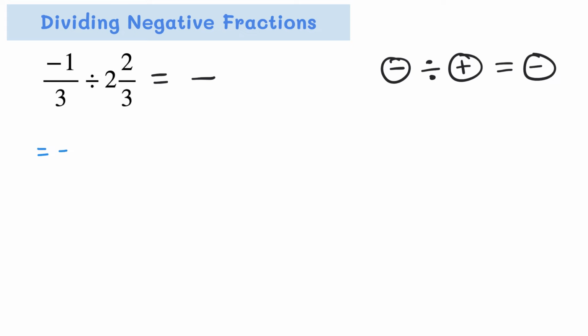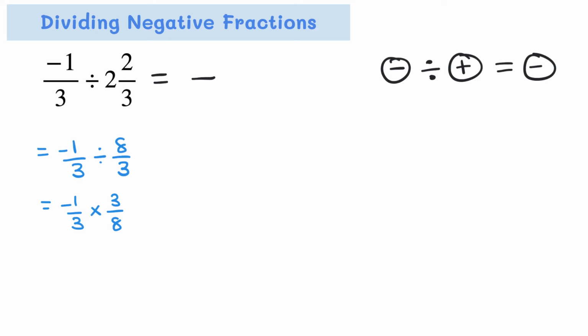Now, let's make our mixed number into an improper fraction. So we're going to have negative 1 over 3 divided by 2 times 3 makes 6, 6 plus 2 makes 8. So I've got 8 over 3. And now from here, I can keep my first fraction, change this to multiplication, and then do the reciprocal, which is 3 over 8.